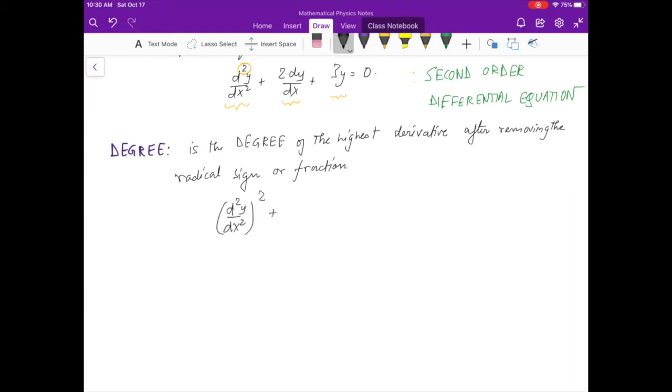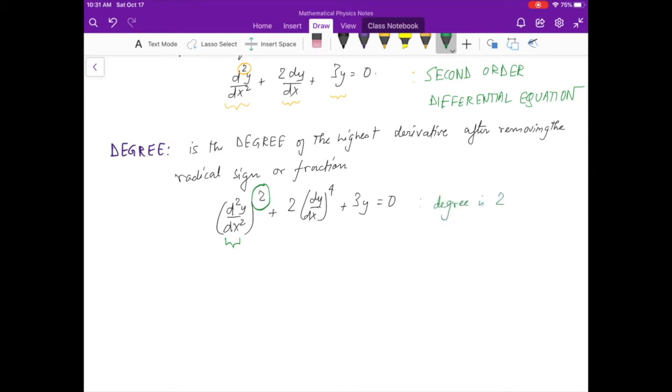For an equation which looks like (d²y/dx²) whole squared plus 2 (dy/dx) to the power 4 plus 3y is equal to 0, we see over here that the first term corresponds to the highest derivative in the equation, and the power corresponding to this particular derivative is 2. So hence the degree of this differential equation is 2.